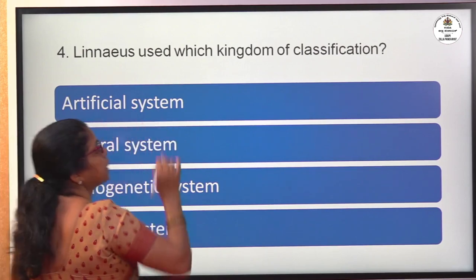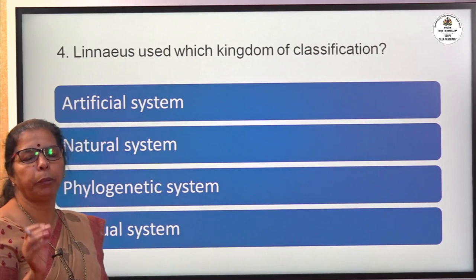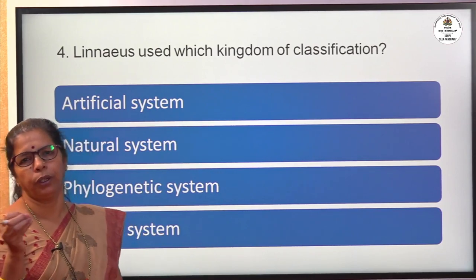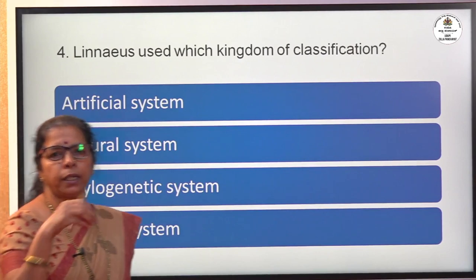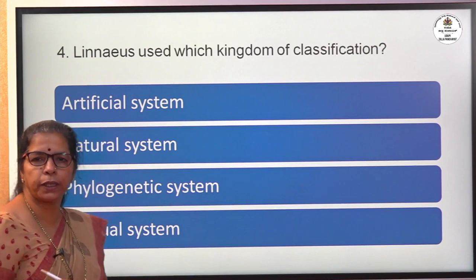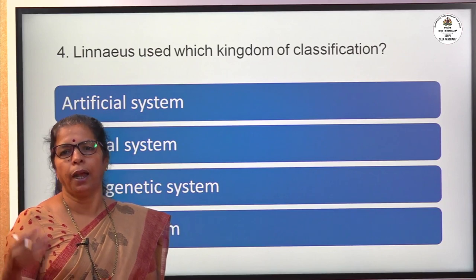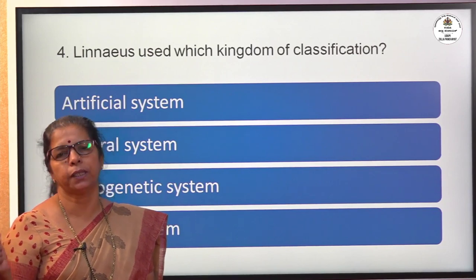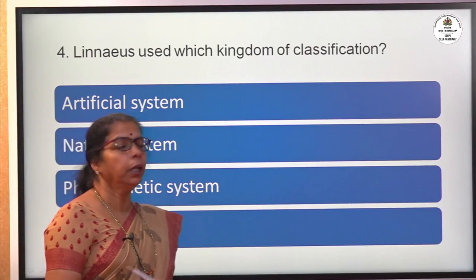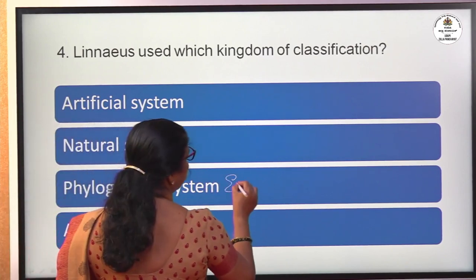The artificial system makes use of one or two observable characters, say the nature of the organism or the type of the flower, just a few. So unrelated organisms are kept together in that particular system. In the natural system of classification, many observable characters are considered, and also anatomy and other features. In the phylogenetic system, in addition to those, they are also considering evolutionary relationship.